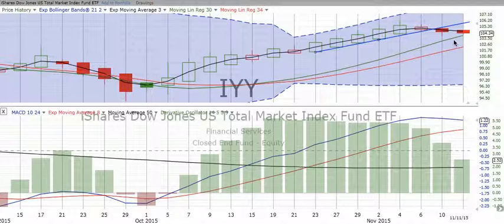Now again, that's 0.17%, not 17, not 1.7. We do see the MACD and the red signal line coming closer together. We call that converging. Hasn't crossed yet, so we're still technically in an up move, but we have crossed our two-day trend line, which is important.